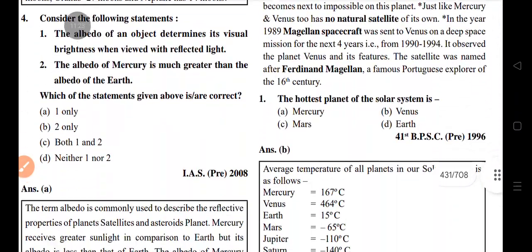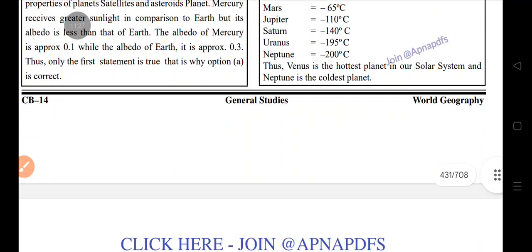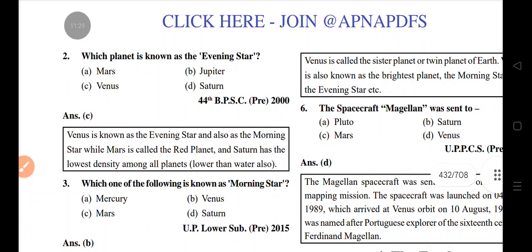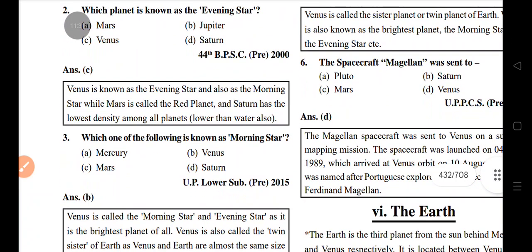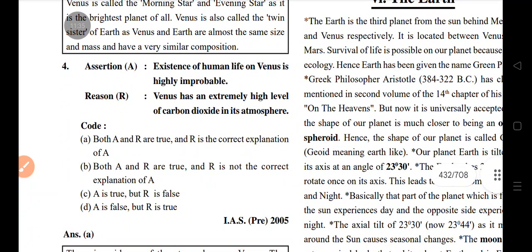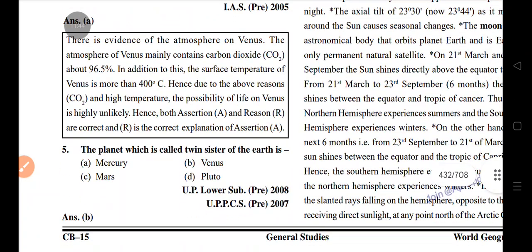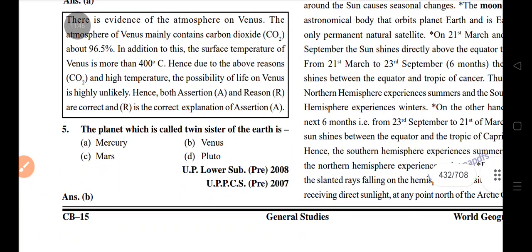Venus is the hottest planet of the solar system. Venus is the evening star and the morning star. Existence of human life on Venus is highly improbable. Venus has an extremely high level of carbon dioxide in its atmosphere. The planet called the twin star of the Earth is Venus.